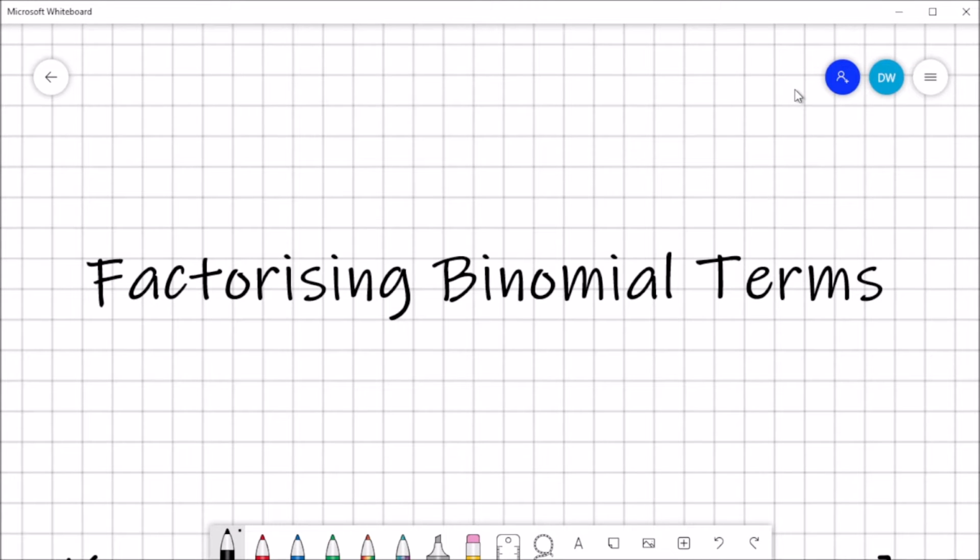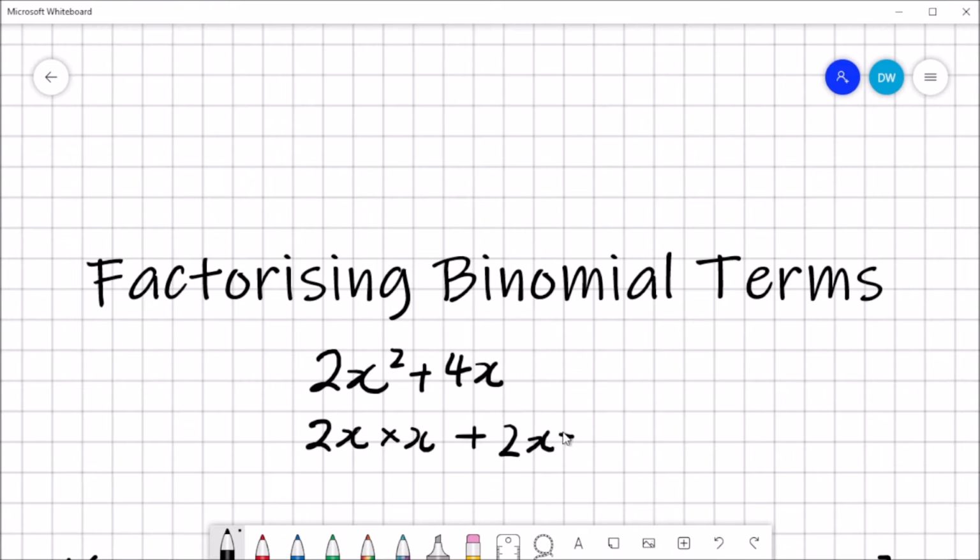Hi everyone, today we're going to look at factorizing binomial terms. It is more or less one step up from the basic factorization we did last time. So if we have 2x squared plus 4x, we can recognize that the first term is 2x times x, and the second term is 2x times 2, so we can factor the 2x out of both, and we end up with 2x times x plus 2.